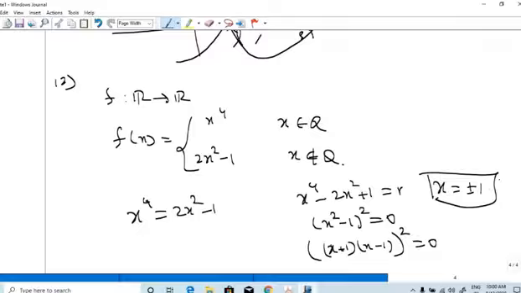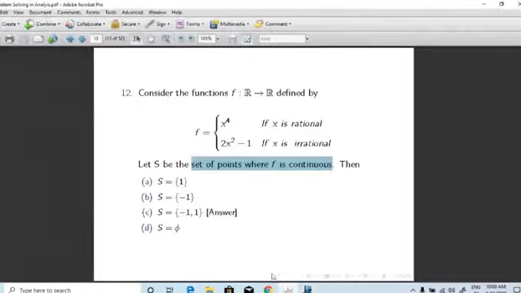So this is a trick for this type of functions defined for rational and irrational. Just equate these two functions and then find the values of x. Therefore, the function f is continuous only at those points. Since S is the set of all points where f is continuous, and f is continuous only at plus 1 and minus 1, S contains only two elements, plus 1 and minus 1. So this is the correct answer. So this is a trick. You have to use this trick to find the answer.